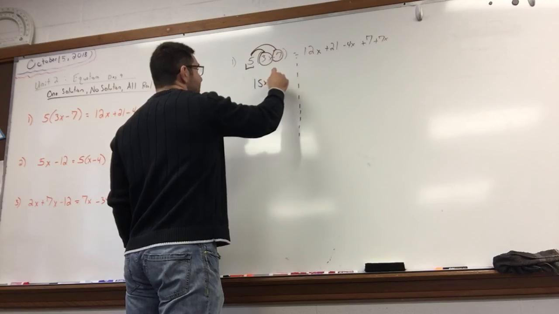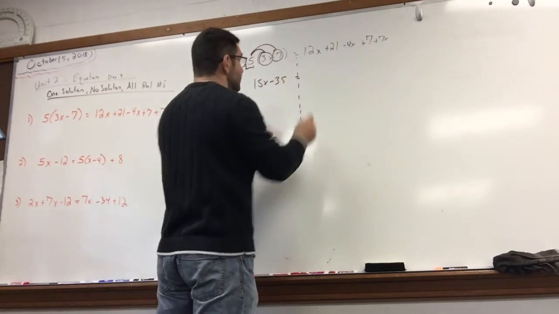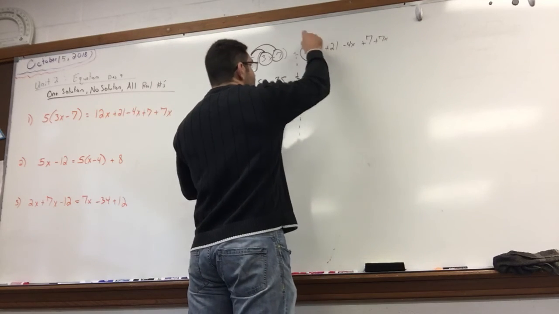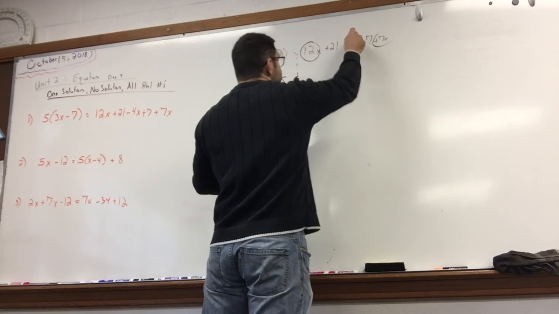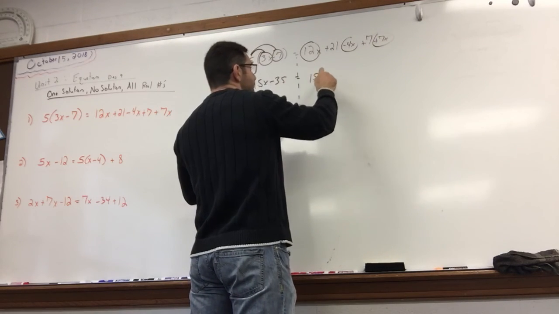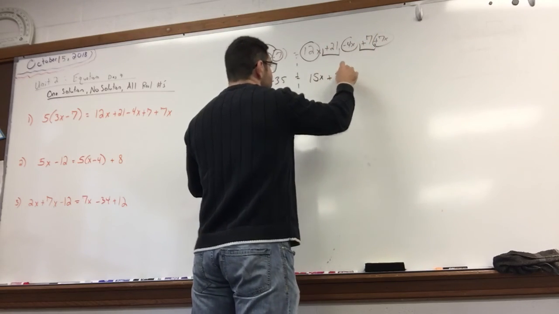5 times negative 7 is negative 35. Nothing else on this side. Equals. Over here, we're going to combine like terms. 12x plus 7x minus 4x: 12 minus 4 is 8, 8 plus 7 is 15x. Then 21 plus 7 is positive 28.